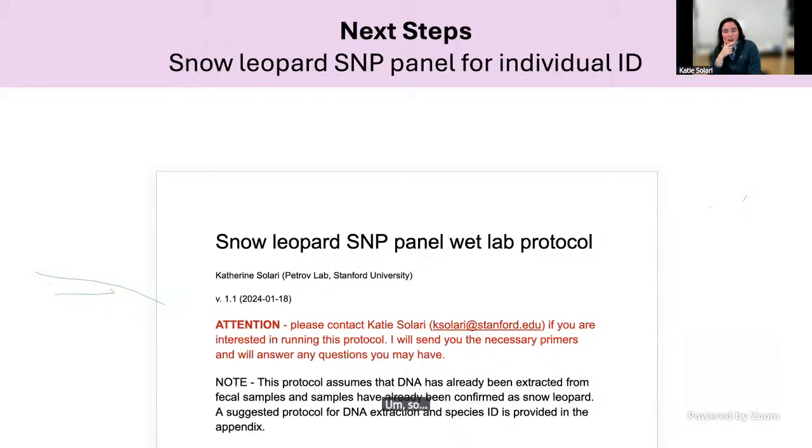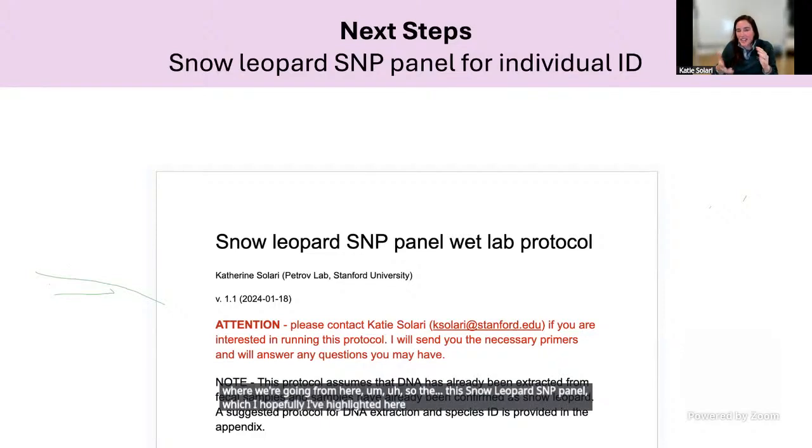So where we're going from here, this snow leopard SNP panel, which hopefully I've highlighted can do a number of things, but is particularly good for individual ID and for assessments of range size and population size for an area. I have a protocol written up for this that is publicly available. I'm also happy to share the SNP panel with anybody who's interested in running it. So we've made this as easily accessible as possible. If anybody is interested in running this on samples that they have, please let me know.